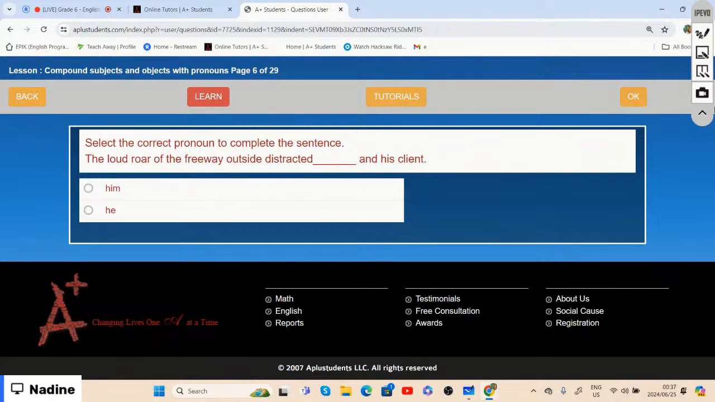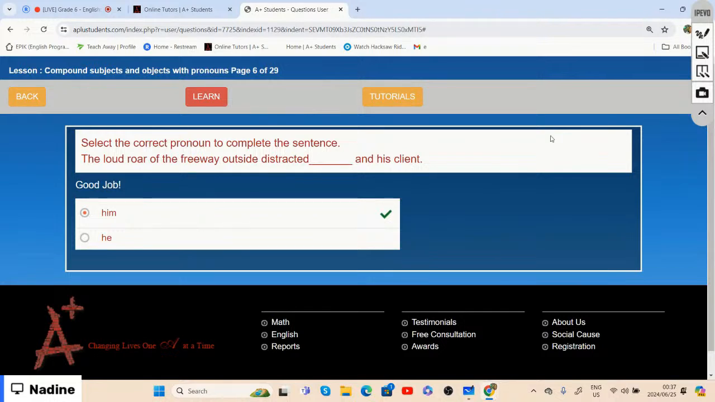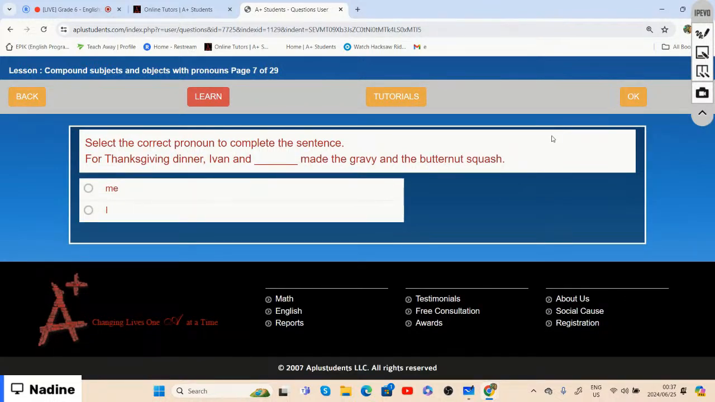All right, so if we look at the word distracted, distracted is an action verb, so we can say the loud roar of the freeway outside distracted him and his client. Because remember, him is an object pronoun, and we said an object pronoun comes after an action verb or a preposition. So in this case, that's an action verb, so him is our object pronoun.